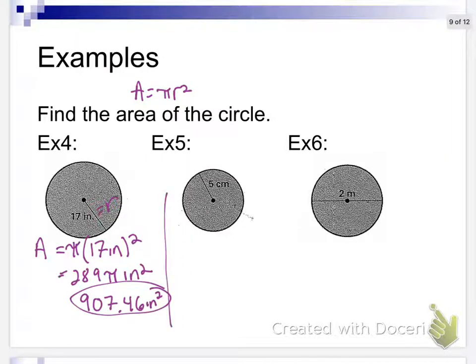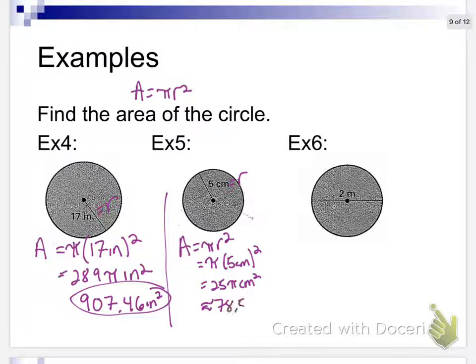Over here, we have it again. Area equals pi r squared. Your r is that 5, so that is the radius. So pi times 5 centimeters squared gives me 25 pi centimeters squared. So 25 times pi is approximately 78.5 centimeters squared.